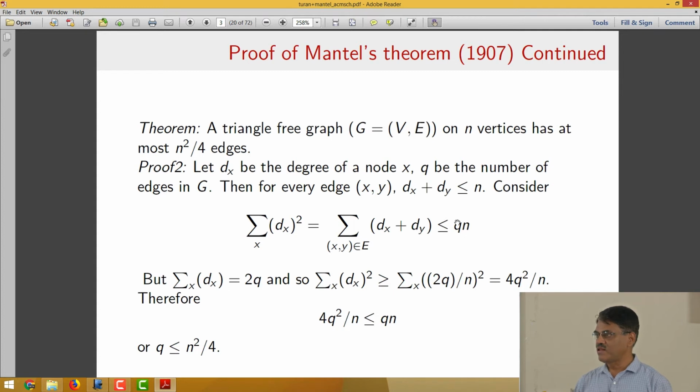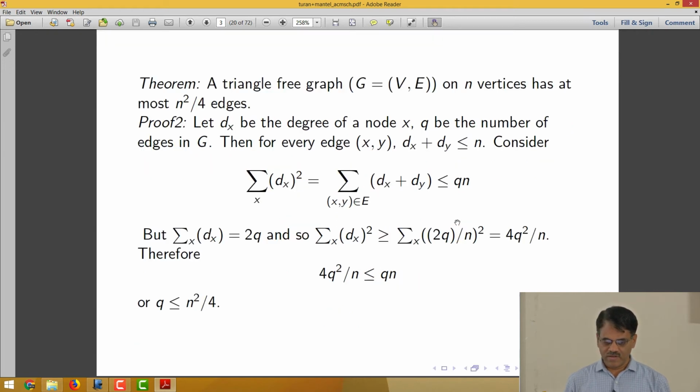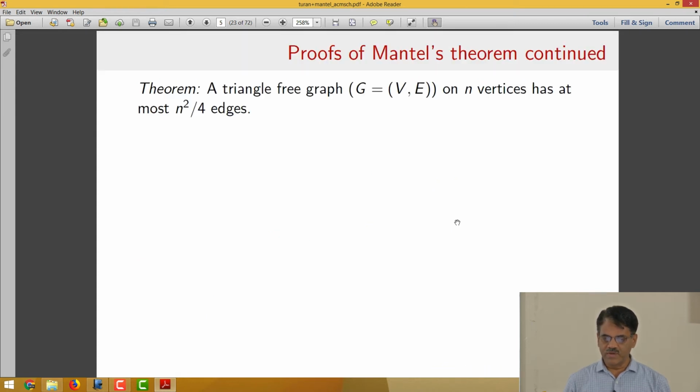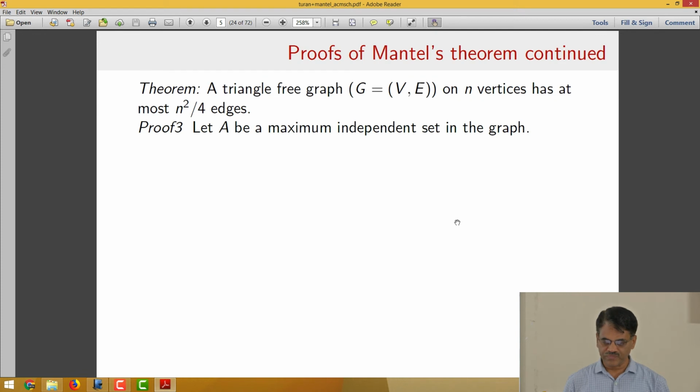Is it clear? 3-line proof, really, right? There's nothing going on here. Simple result, just really 3 lines, but it's very cute. Somehow this concept of do the summation dx square, distribute it, add it over edge, use this inequality, use the lower bound, upper bound, done. Here is another proof which actually gives you something a little more than what we want.